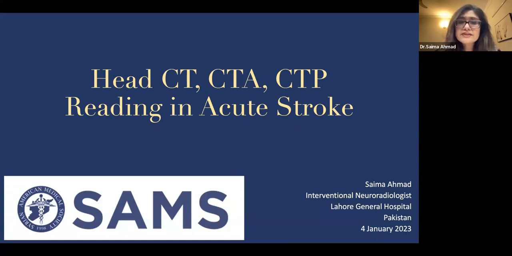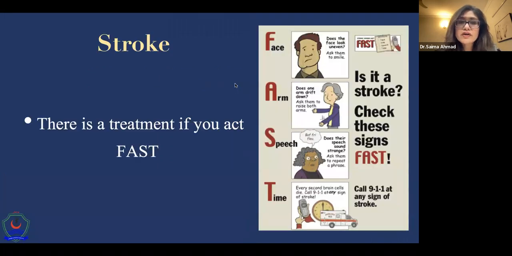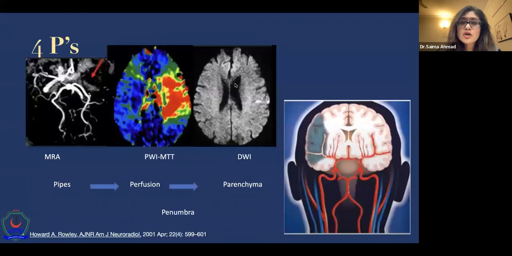So I'll be talking about the head CT, CTA, and CTP reading in the acute stroke. Whenever we are talking about stroke, we need to be fast. Everything should be fast as far as stroke is concerned. The last century was game changing as far as stroke therapy is concerned. Before 2015, it all started with IV thrombolysis and non-contrast CT.